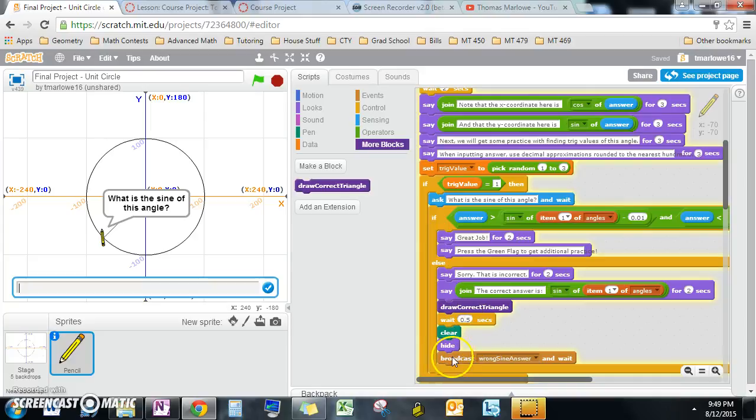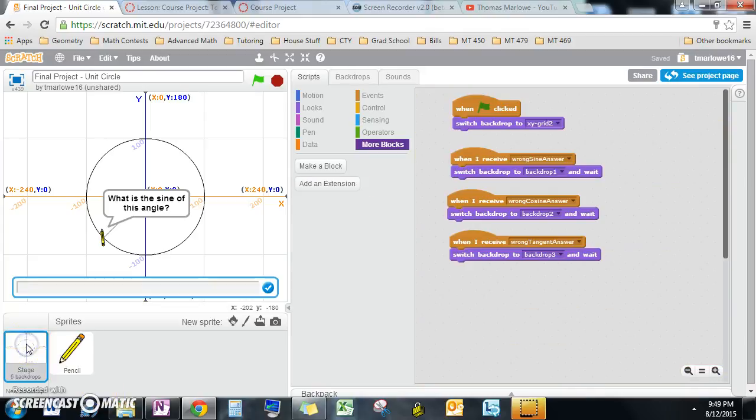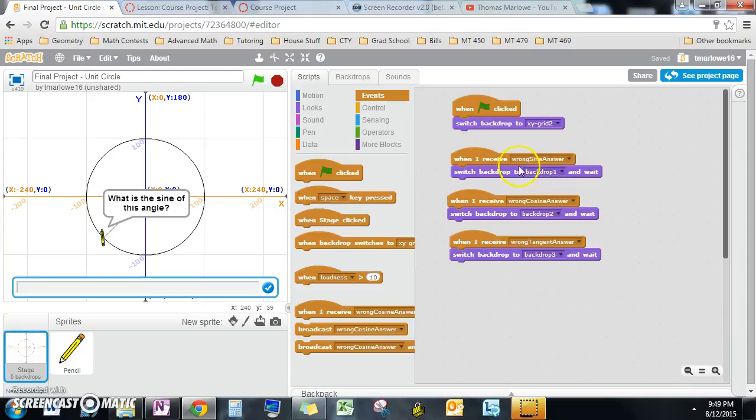So again, if you get it wrong, the last thing it's going to have you do is broadcast what I call the wrong sine answer, and then wrong cosine answer, wrong tangent answer for the other two. And what we can do in our backdrop is when I receive the wrong sine answer, it's going to switch backdrop to backdrop 1, or cosine answer, it would switch it to backdrop 2, and so on.